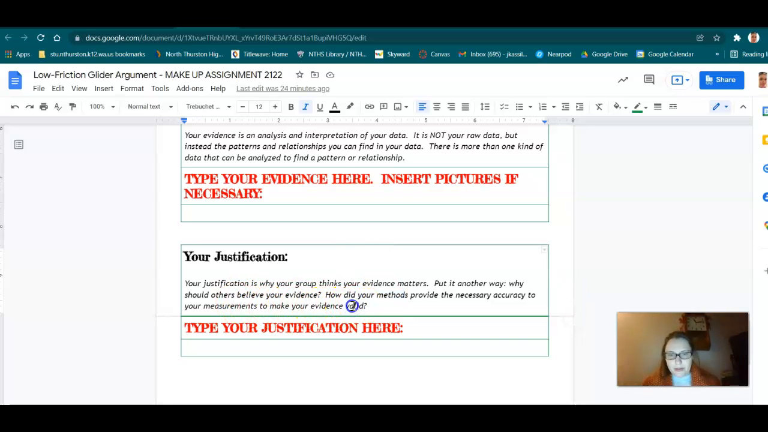Okay, well, we'll be clear about one thing here. You are using a simulation, so it's going to be really valid because it's not a real air hockey table. But this is about the why. Why does your evidence connect to your claim?